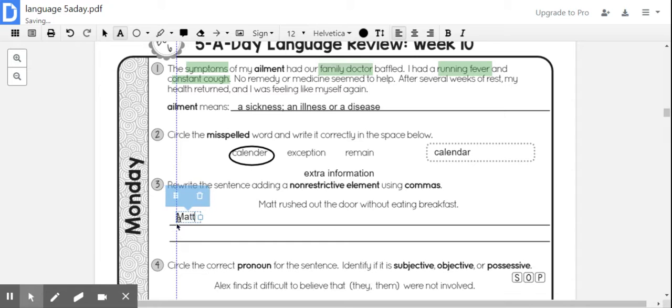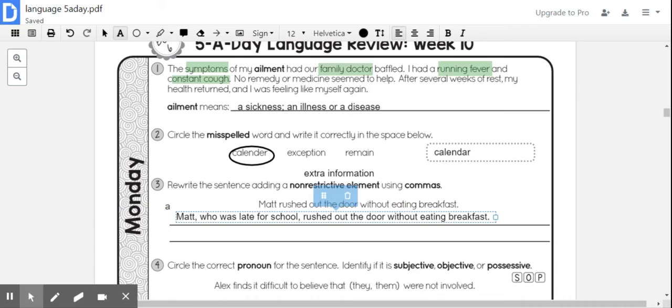So I'm going to say Matt, who was late for school, comma, before and after my extra information, rushed out the door without eating breakfast. So again, my extra information, because it is in the middle of my sentence, I'm going to put my comma before and my comma after that information.